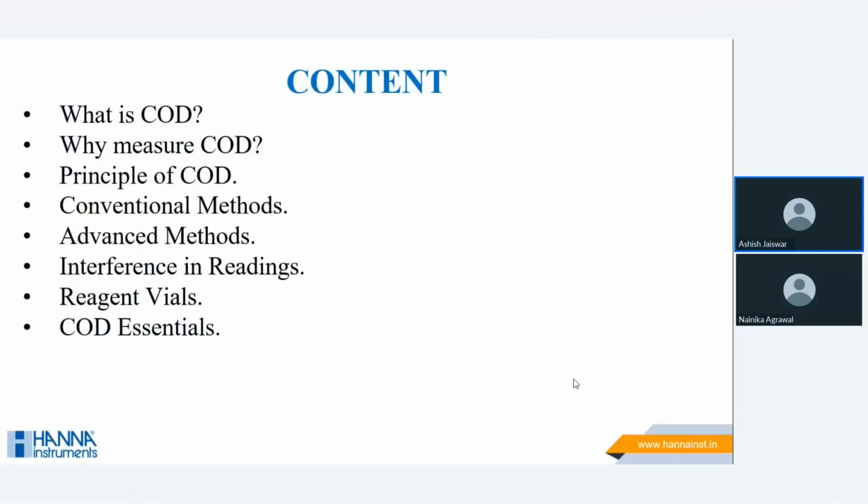The contents of the topic are: what is COD, why measure COD, principle of COD, conventional methods, advanced methods, interference in readings, reagent vials, and COD essentials.